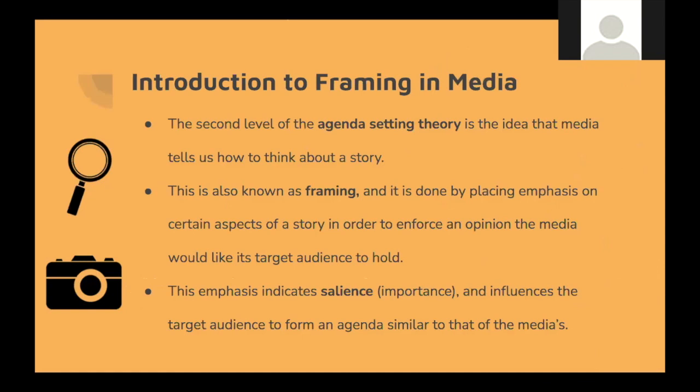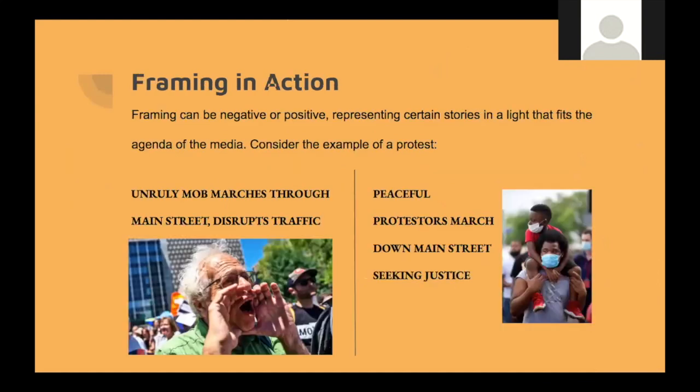The second level of agenda setting theory is the idea that the media tells us how to think about a story. This is also known as framing, and it is done by placing emphasis on certain aspects of a story, as well as elaborating on and excluding some in order to enforce an opinion the media would like its target audience to hold. This emphasis indicates salience and influences the target audience to form an agenda similar to that of the media's.